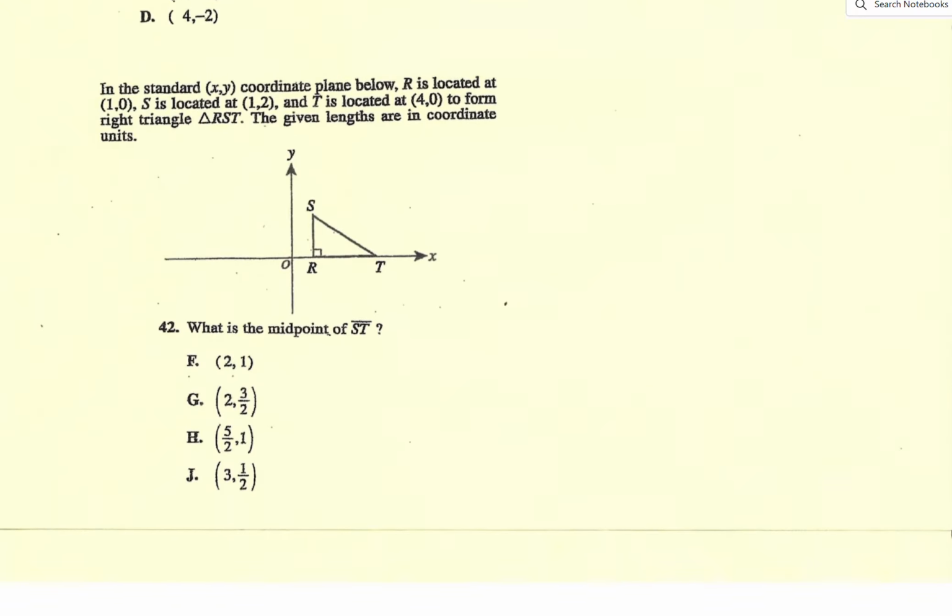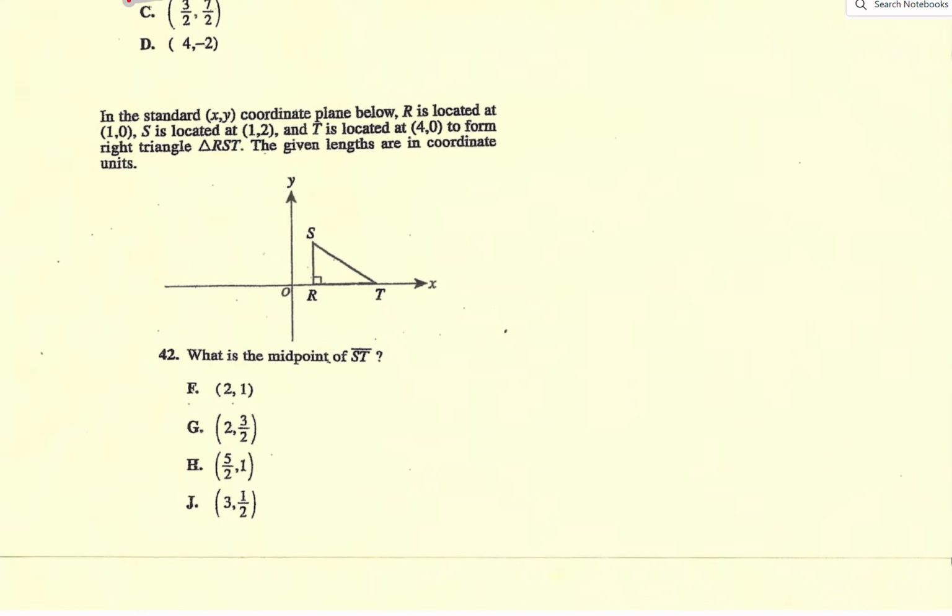The next one. It tells us in the standard coordinate plane, R is located at (1, 0), S is at (1, 2), and T is at (4, 0). It forms a right triangle. Then it says, what's the midpoint of ST? So we are asked to find this midpoint right here. So let's label our picture, and that's always a great thing to do on the ACT. S is at (1, 2). T is at (4, 0). And then let's just find the midpoint.